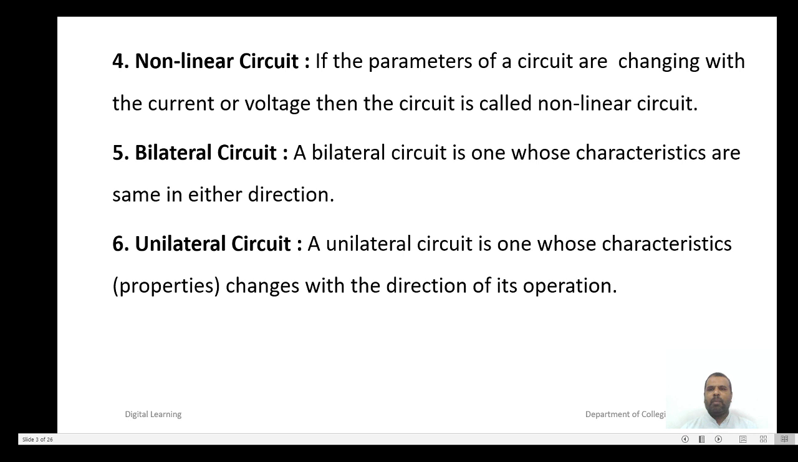Fifth one, bilateral circuit. A bilateral circuit is one whose characteristics are the same in either direction. It means that when you change the direction of operation, the characteristics do not change. That type of circuit is called a bilateral circuit. Sixth one, unilateral circuit. A unilateral circuit is one whose characteristics or properties change with the direction of its operation.